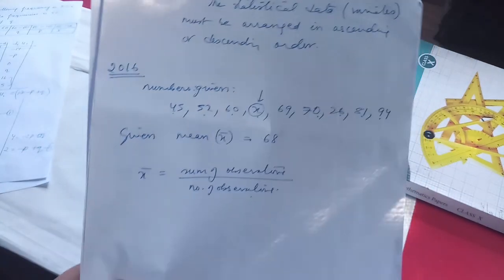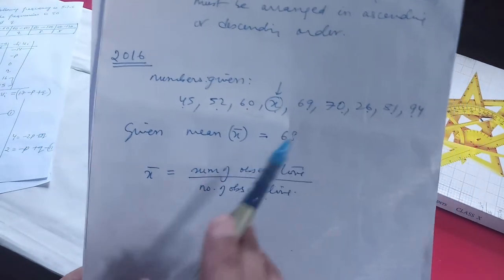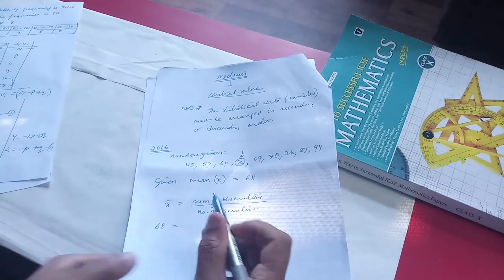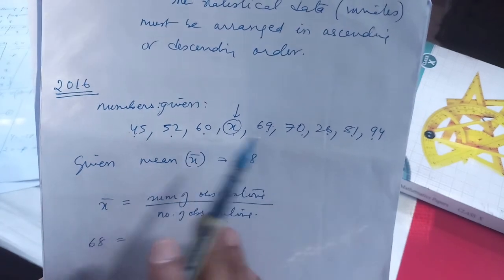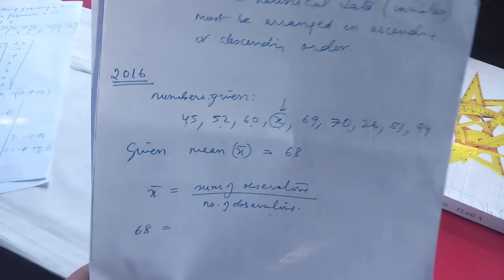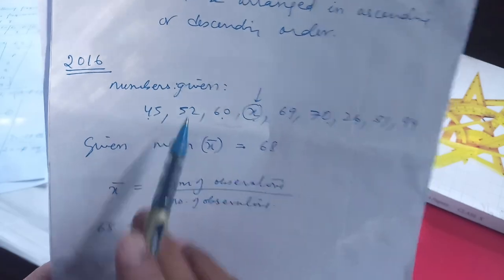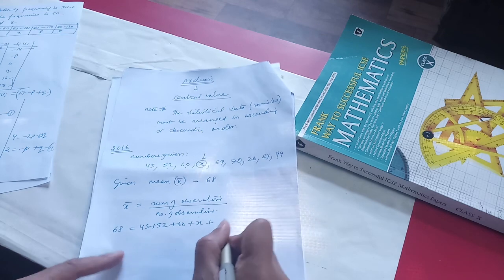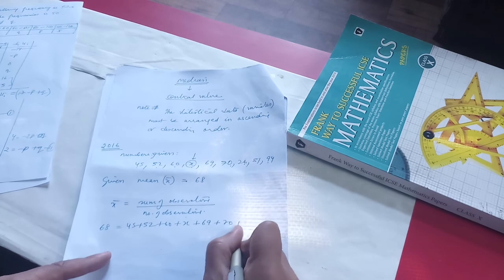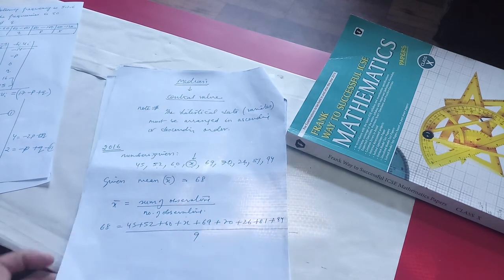So let us find this. This is the basic formula of the mean. What is the mean given here in the question? 68. And the sum of observations, you have to add all of these. In this case, it is not grouped, so there is no need to apply the step deviation method. Here it is a simple straight addition: 45 plus 52 plus 60, and so on, plus x also, because x is also one of the numbers but its value is not given, divided by 9. There are 9 numbers.